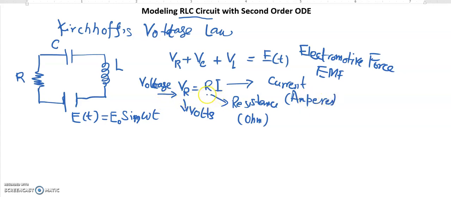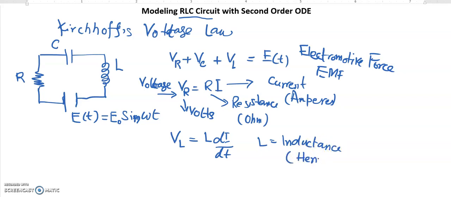So the voltage across the resistor is given by this relationship, VR is equal to Ri, and the voltage across the inductor, VL, is given by L times di over dt. Di over dt is the rate of change of current with respect to time, times L, where L is called the inductance, and this is measured in units called the Henry.